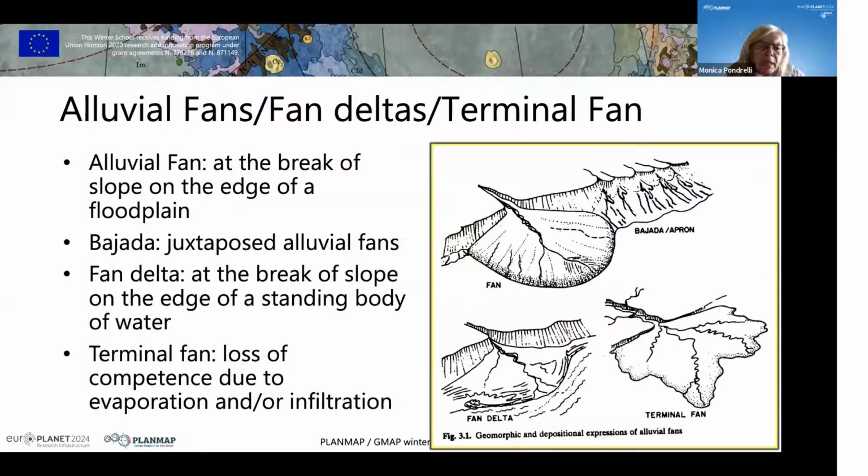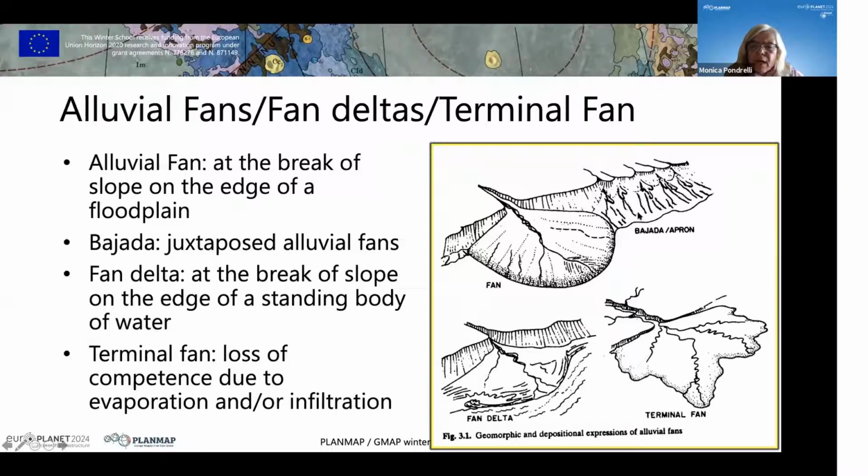Just to mention, if we have several juxtaposed alluvial fans, we have a bajada or an apron. We have many of those on Mars. When the bedrock river enters a standing body of water, we have a fan delta, a sort of mixed feature between an alluvial fan and a delta, because it's fed by a bedrock river like an alluvial fan, but it enters a standing body of water, like a delta. So that's the mixed name, fan delta.